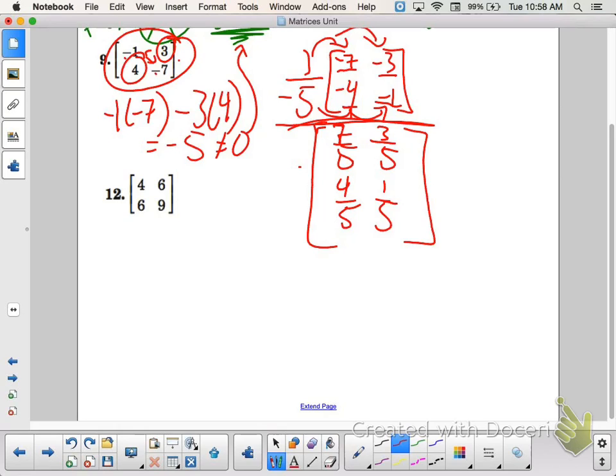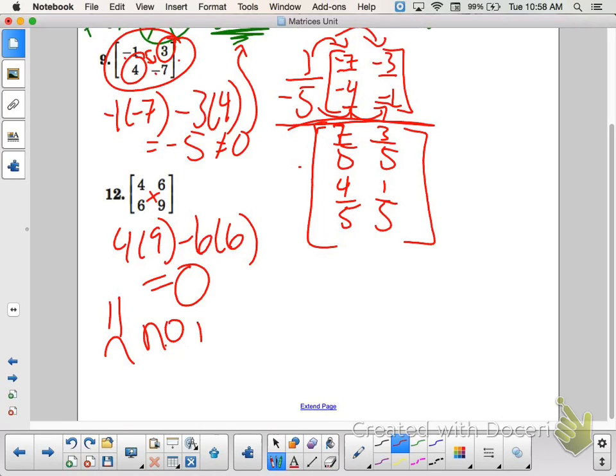If we look at this last one right here, finding the determinant, 4 times 9 minus 6 times 6 gets me 0. So this one, you just write no inverse, impossible, etc.